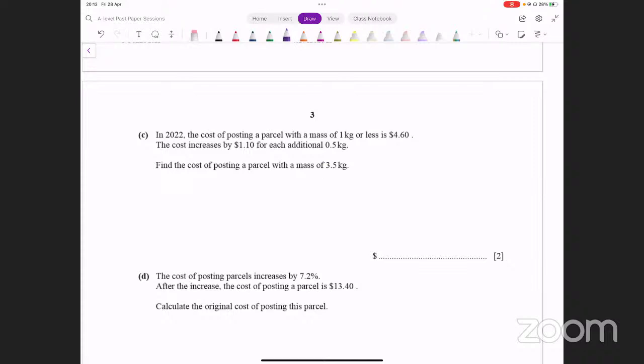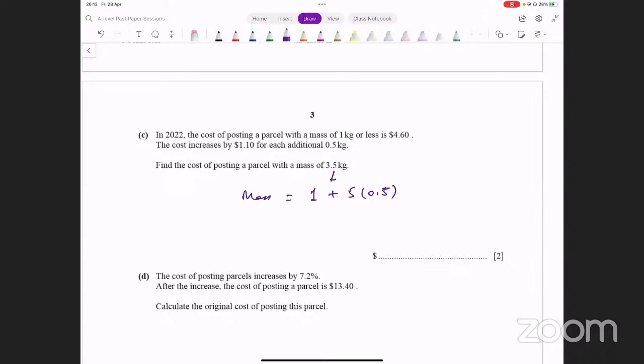Okay, let's break down 3.5 kg. What is the cost of 1 kg? 4.6. So we can write 3.5 as 1 plus how many 0.5s you have to add to it, and 1 plus 2.5 will be 3.5, right? So 2.5 can be written as 5 into 0.5. This is the total mass that you have.